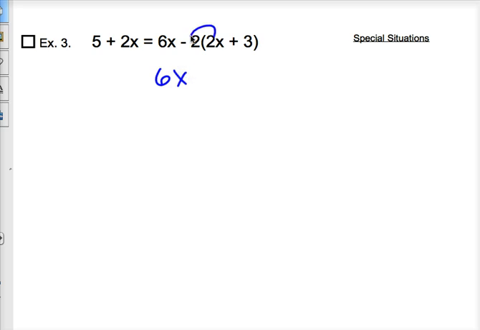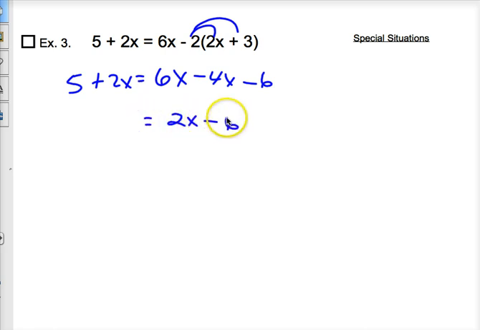So I'm going to get -4x and -6. -2 times 2 is -4, -2 times 3 is -6. 5 plus 2x equals. Okay, so now I can put stuff together on the right, and I'll get 2x minus 6, because when I subtract the 6x minus 4x, I get 2x. And on this side, I have 5 plus 2x.